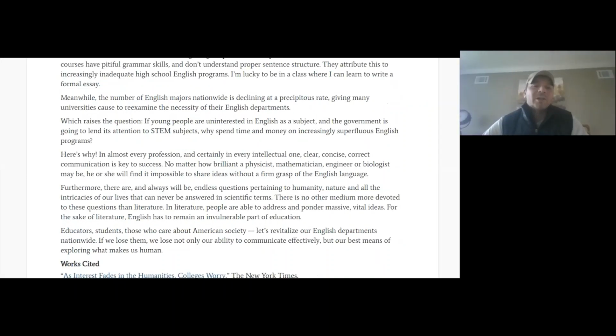Meanwhile, the number of English majors nationwide is declining at a precipitous rate, giving many universities cause to examine the necessities of their English department. Which raises the question, if young people are uninterested in English as a subject and the government is going to lend its attention to STEM subjects, why spend time and money on increasingly superfluous English programs? Here's why. In almost every profession, and certainly in every intellectual one, clear, concise, correct communication is key to success. No matter how brilliant a physicist, mathematician, engineer, or biologist might be, he or she will find it impossible to share ideas without a firm grasp of the English language.